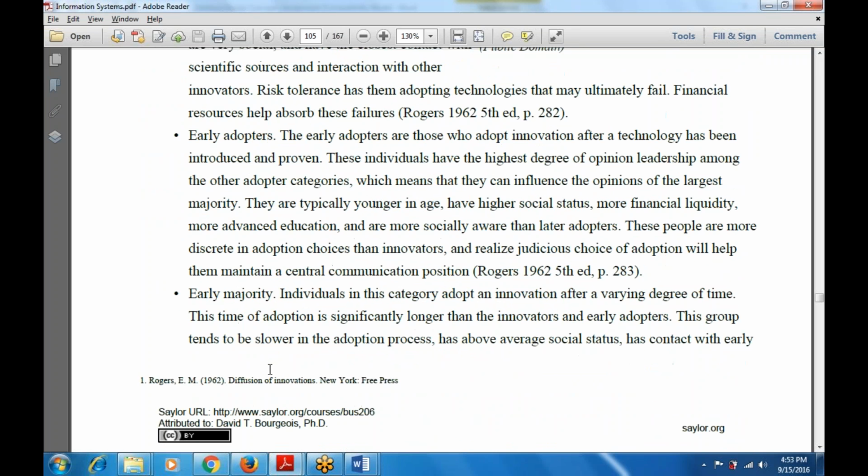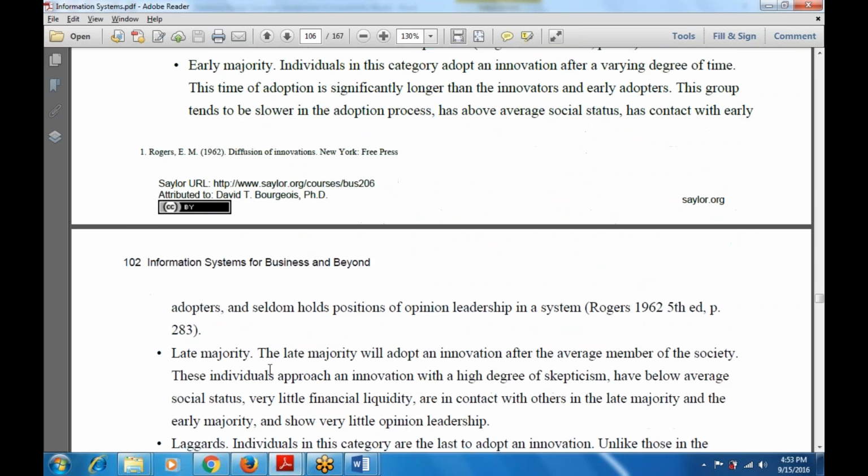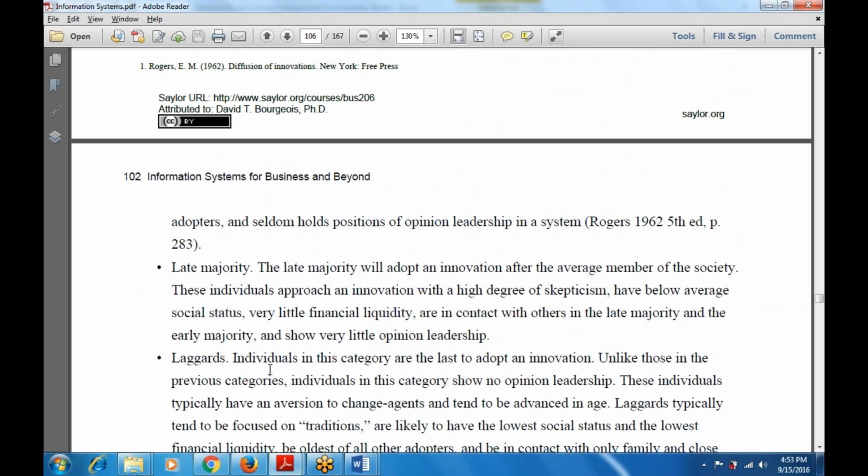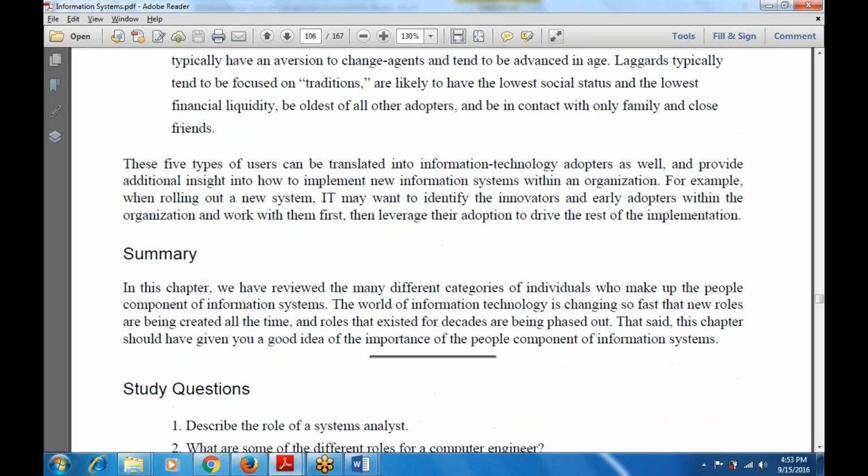Then early majority. Early majority means those who adopt an innovation with a varying degree of time, and this time of adoption is significantly longer than the innovators and the early adopters. Then late majority. The late majority will adopt an innovation after the average member of society. That means the average number is reduced, then there is a late majority.